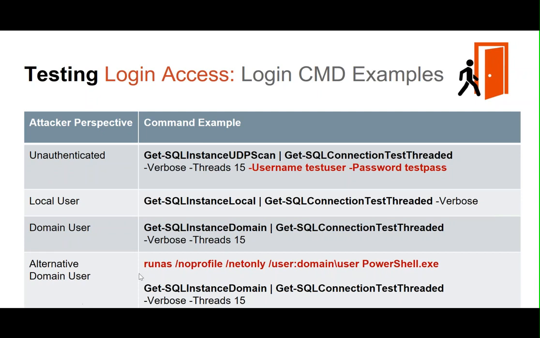At the moment, if you want to run as an alternative domain user, I'm using runas with no profile to launch a new PowerShell process that will execute with a different user context over the network. However, based on some conversations with Chrissy, I might be able to bake that in natively long-term.